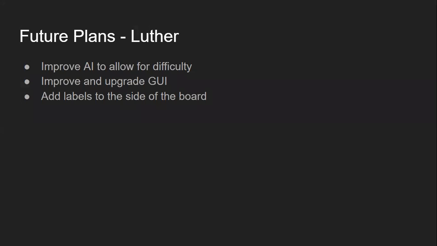For our future plans, we plan to improve the AI to allow more difficulty levels, for example, beginner, intermediate, and grandmaster. We also plan to upgrade the GUI, for example, the graphics. We can be adding labels to the side of the board, for example, A, B, C, D, 1, 2, 3, 4, etc.